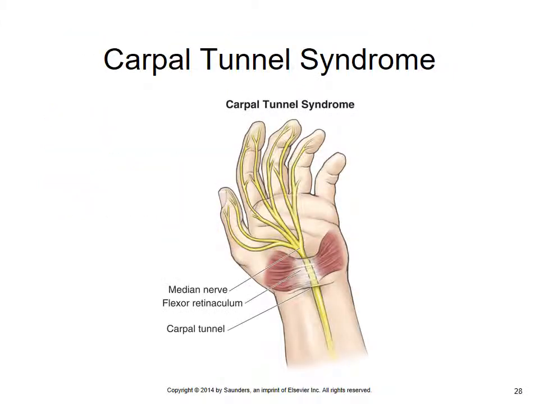Carpal tunnel syndrome is something that is commonly heard of. Most of the tendons of the muscles that supply the hand pass through a narrow tunnel created by transversely oriented carpal ligaments and the carpal bones. What causes carpal tunnel syndrome is repetitive motion of the hand and fingers, which can cause the tissues in the carpal tunnel to swell and become inflamed. And then this will put pressure on the median nerve, which causes tingling, weakness, and pain in the hand.